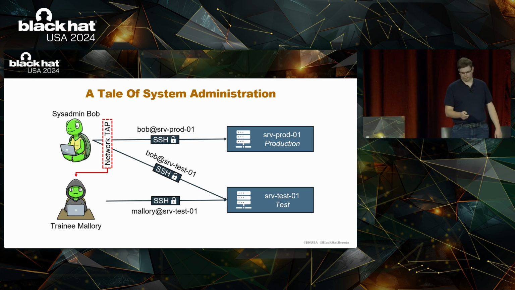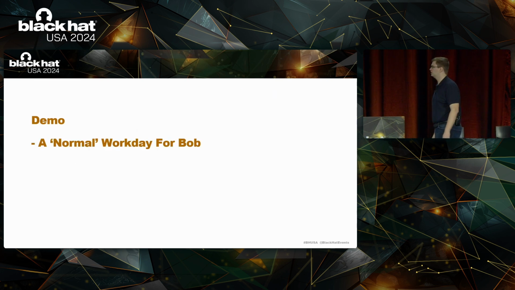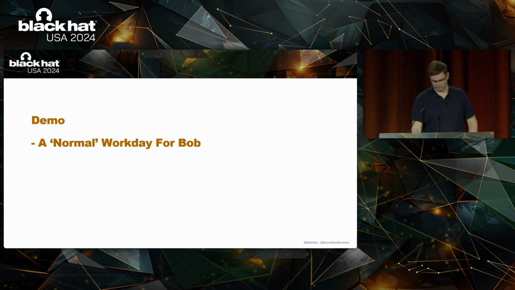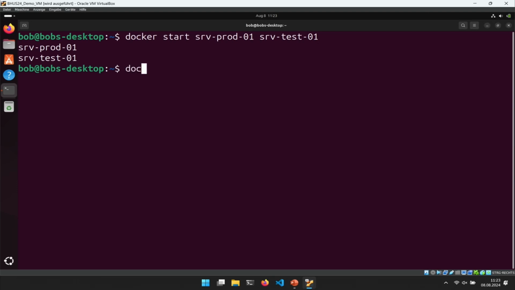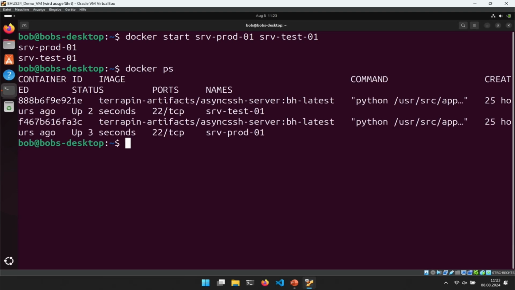With this story in mind, I would like to start with a brief demonstration of a normal workday for Bob. And now I will try to switch to my demo. Perfect. Okay, so first of all, we have to start our servers. For this demo, we will run them as Docker containers. Now what you can see here is that we have two Docker containers running. Both of those Docker containers are accepting incoming TCP connections on port 22. And they are running AsyncSSH.